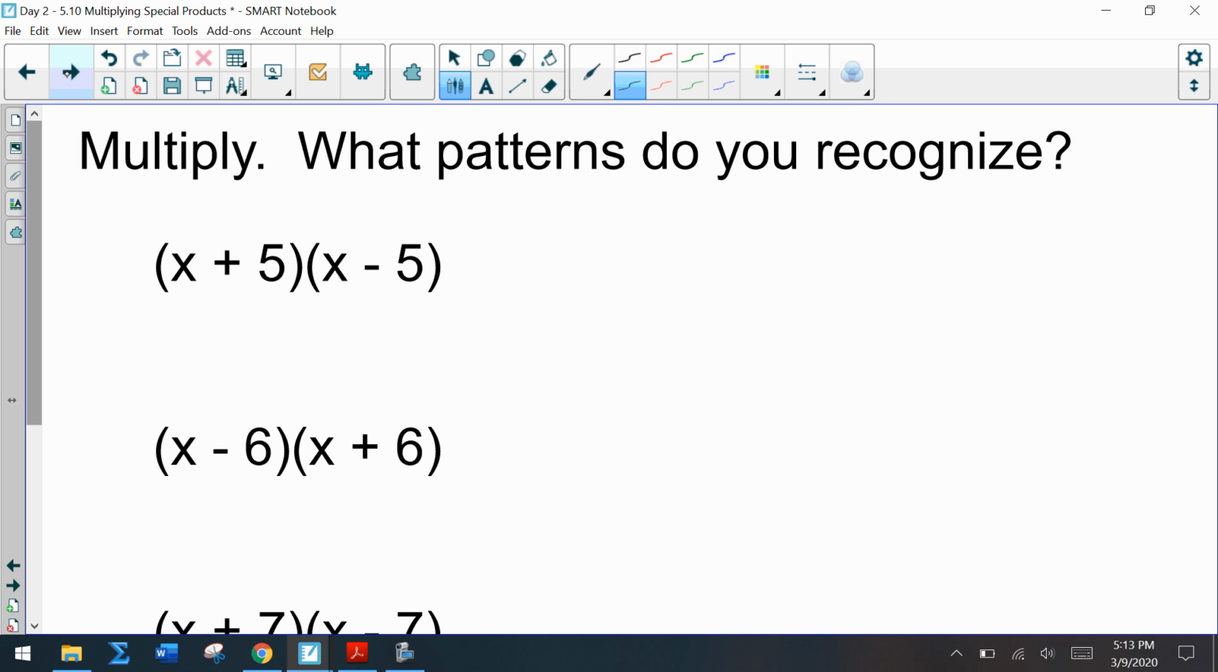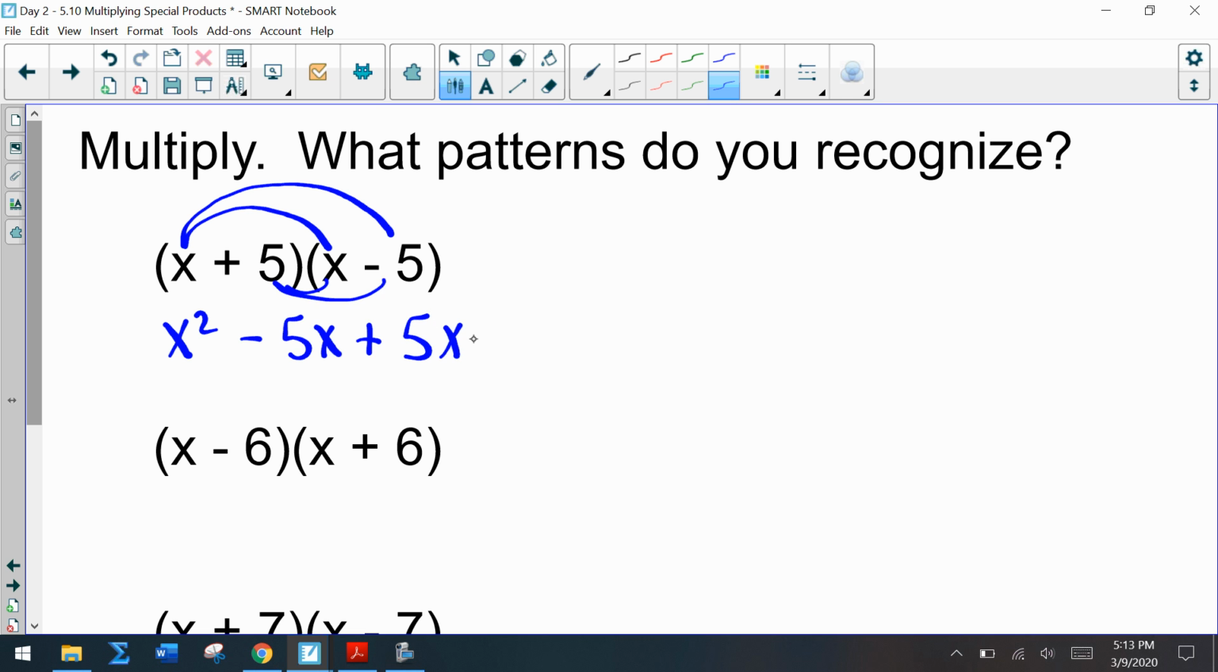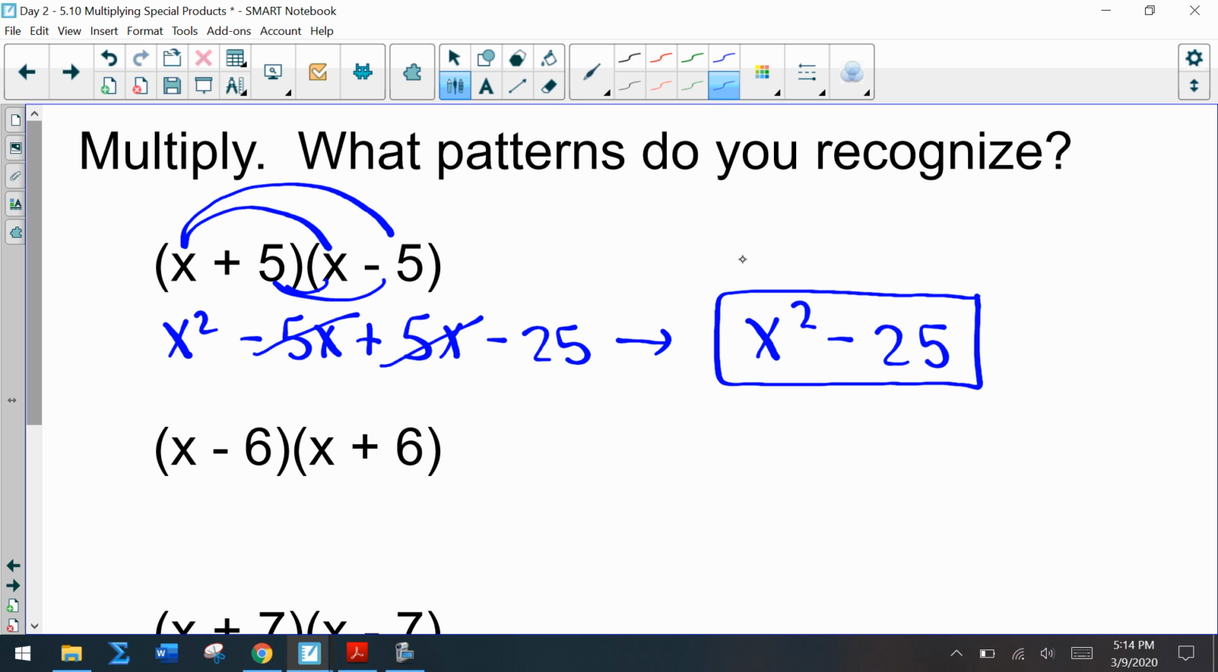Okay, so now I'm wanting us to multiply x plus 5 and x minus 5. So we have the same first terms, same last terms, but notice how the signs are different. So when we multiply the first terms, we get x squared, outer terms minus 5x, inner terms plus 5x, and last terms minus 25. And notice what happens when you combine like terms. These middle terms go away, as in cancel out, but now you're left with a product that is a binomial.